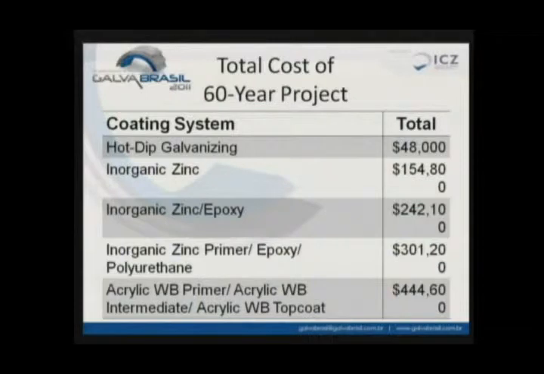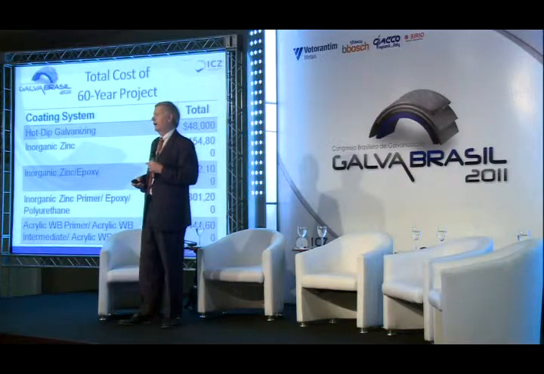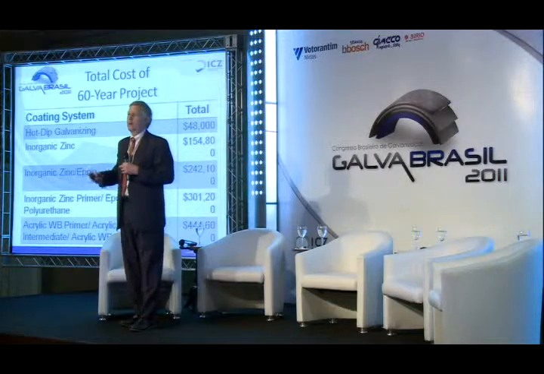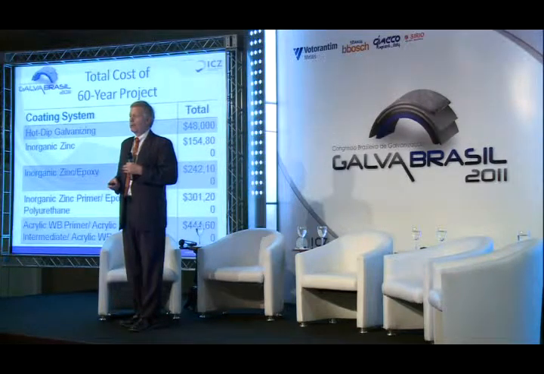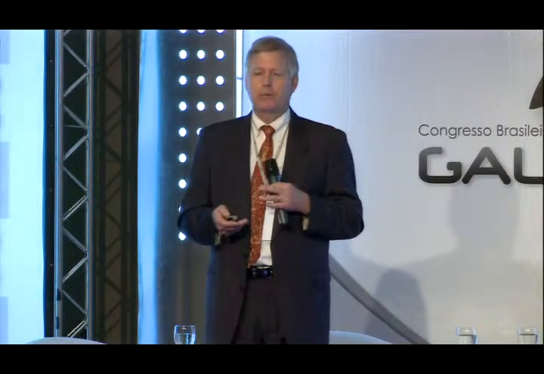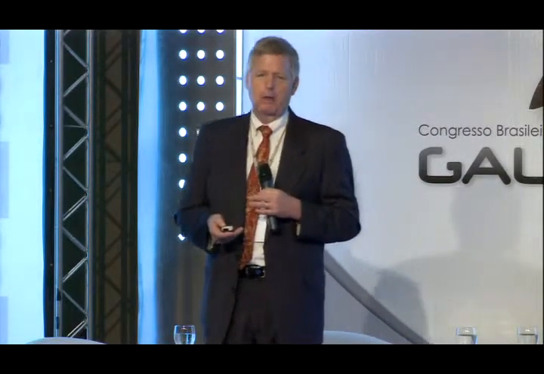You can see it's $48,000 for the galvanizing, $154,800 for the inorganic zinc, and then the other numbers are higher than that. So there's a great advantage in life cycle costing for hot dip galvanizing. And this we've known for a long time, but now the customer has the power to use the website calculator to go in and really make the calculations themselves, which is the best way of convincing or selling it, is the customer convincing himself.